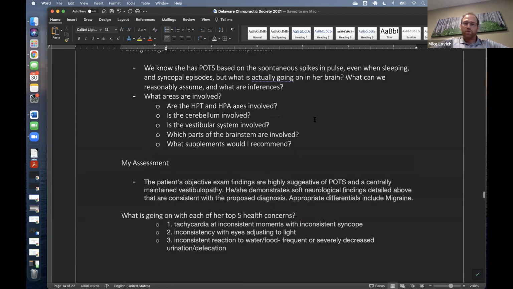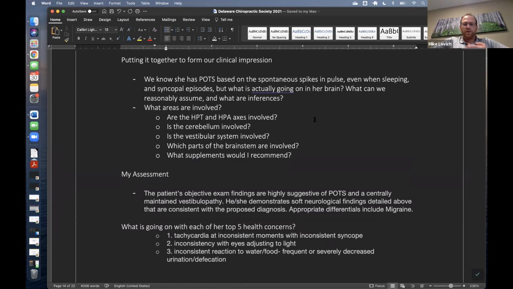So, more questions. What areas are involved? Since the hypothalamus is involved, are the HPT and the HPA axes involved? We can reasonably assume, yes, this is an inference. That yes, she may have some things that are coming across as adrenal, and yes, she sweats a lot more. She may have some things that are coming across as thyroid, and yeah, if you looked at her, you would say, oh, maybe she has a hypothyroid situation going on. Not the case. But chasing thyroid and chasing adrenal when it's the H and the P instead of the T or the A, that could lead you down the wrong path.